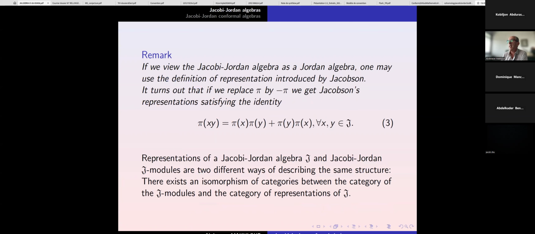Jacobi-Jordan algebra. And in fact, since I said that Jacobi-Jordan algebras are Jordan algebras, one can also use the notion of representation introduced by Jacobson. Then in fact we can recover this just by replacing P by minus P, and we get the notion of representation as defined by Jacobson for Jordan algebra, that is the map P from G to the endomorphisms of M, satisfying this condition 3. And now back to the two concepts I defined just before. In fact, representations of Jacobi-Jordan algebra or G-modules are just two different ways of describing the same structure. In fact, there is an isomorphism of categories between the category of the G-modules and the category of representations of G.